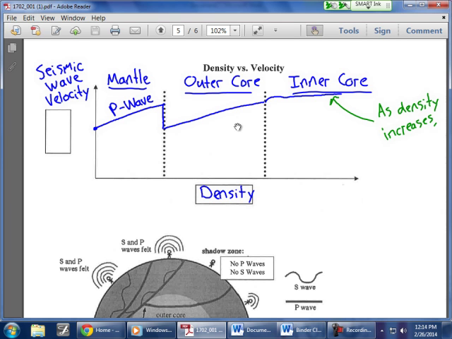Velocity. Huh? I said pressure. You didn't need pressure, did you? I mean, doesn't that happen? It does, well, but the graph doesn't show that. Oh. What does the graph show? Velocity. Oh, yeah. So as density increases, velocity increases.